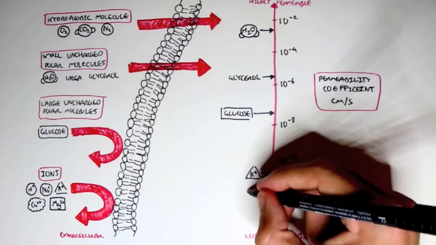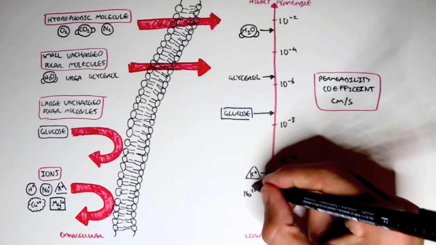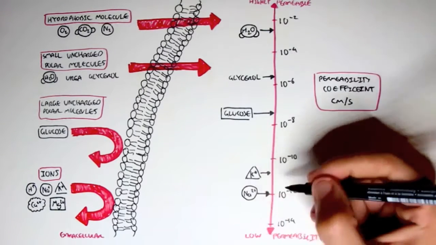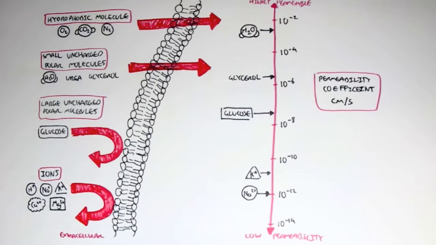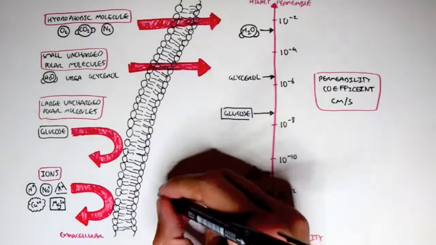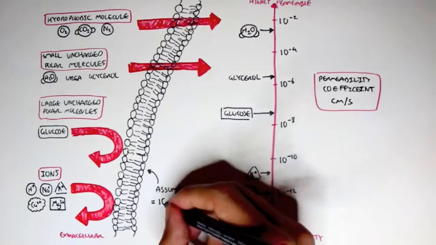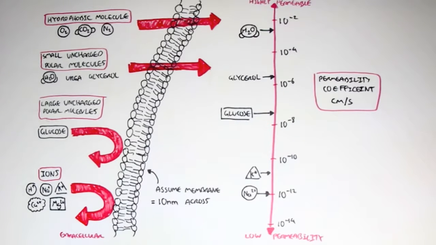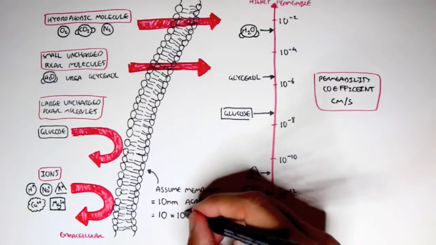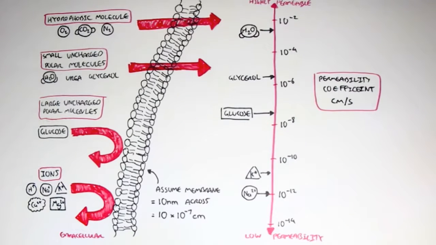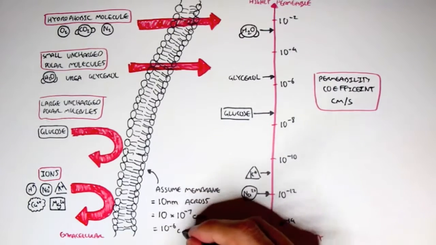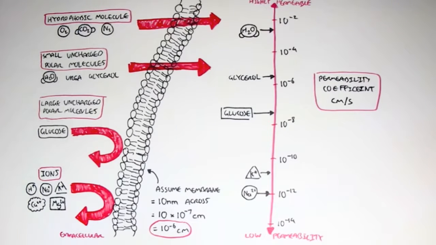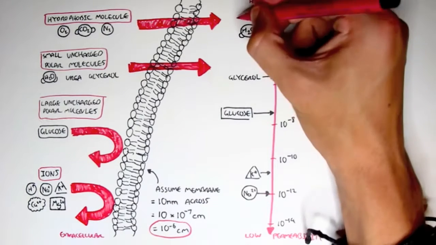Potassium and sodium at about 10 to the negative 11, 10 to the negative 12 centimeters a second are very, very slow, and that is why we always see ions moving through the membrane bilayer via membrane transporters. Now, assuming a lipid membrane bilayer is 10 nanometers across, this would mean that it is 10 times 10 to the negative 7 centimeters across, which simply means it is 10 to the negative 6 centimeters. And using this amount, we can measure how long it takes in seconds for each of these molecules to go through a 10 nanometer length membrane.